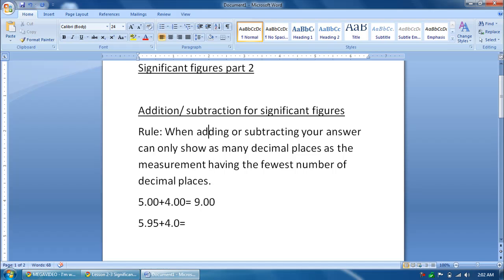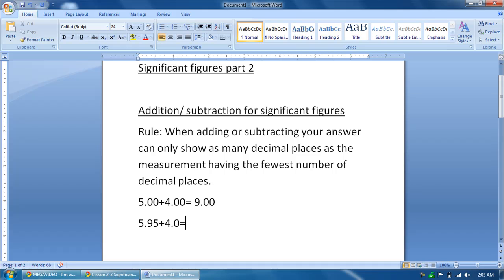Now, let's look at the rule again. When adding or subtracting, your answer can only show as many decimal places as the measurement having the fewest number of decimal places. There is really no fewest here; they're both the same, with 2 decimal places. So this answer would have 2 decimal places also: 5.00 plus 4.00 gives you 9.00.